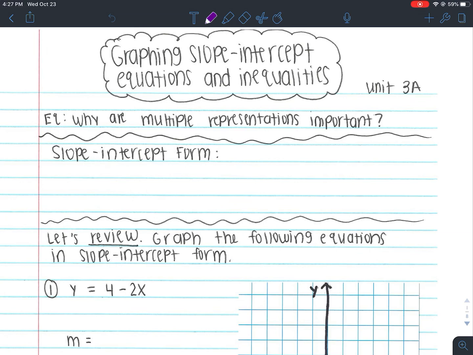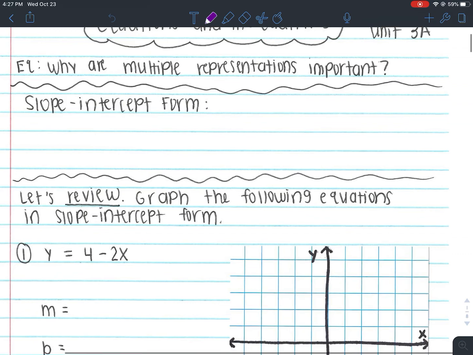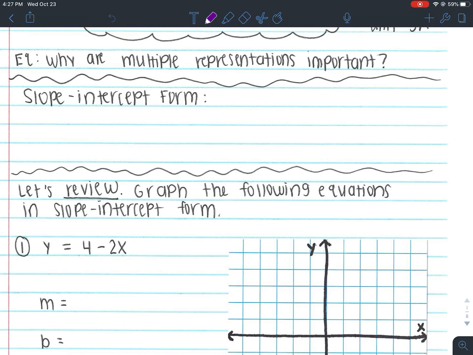Hey guys, this video is for graphing slope-intercept equations and inequalities. We're in Unit 3A. Our essential question is, why are multiple representations important? So clearly there are some times where using slope-intercept form would be more beneficial, but sometimes using other forms would be beneficial as well. So it just depends on the problem, and that's why multiple representations are important.